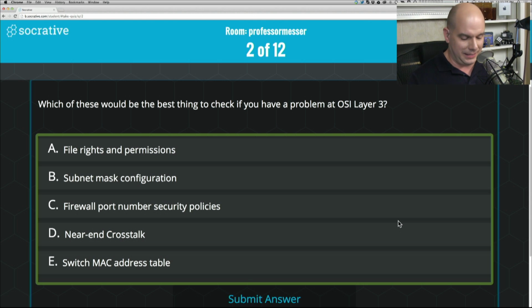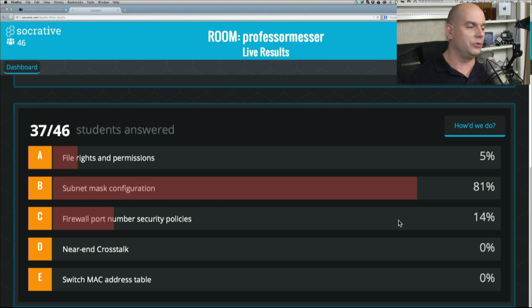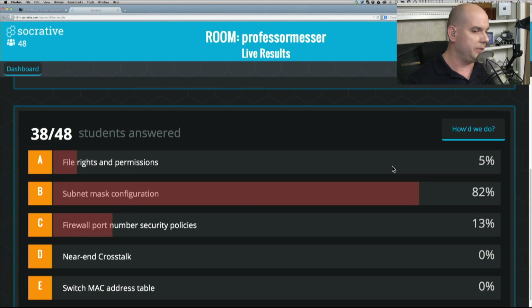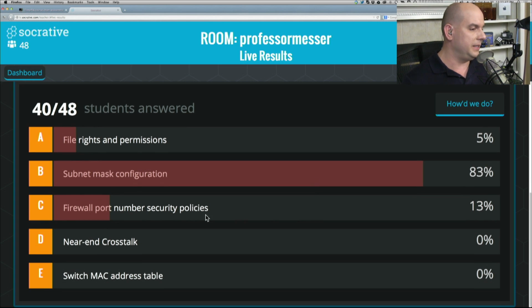So let's see what responses we have and the answers. I think we got a good group in here. I don't think I fooled very many people with that one. It is not file rights and permissions, although 5% of you did choose that particular option. It is the subnet mask configuration, 83%. It's not the firewall port number, 13%. Nobody chose near-end crosstalk. Nobody chose the switch's MAC address table.